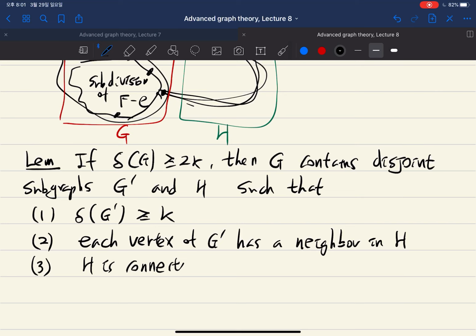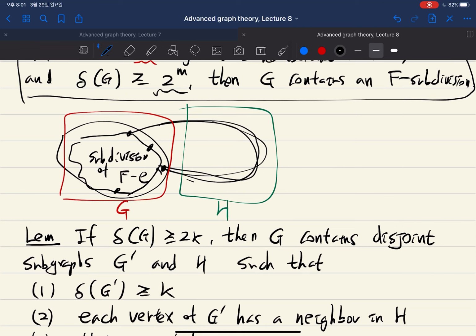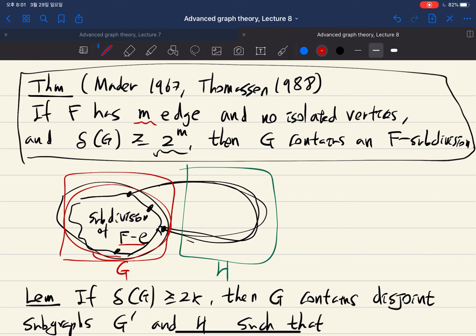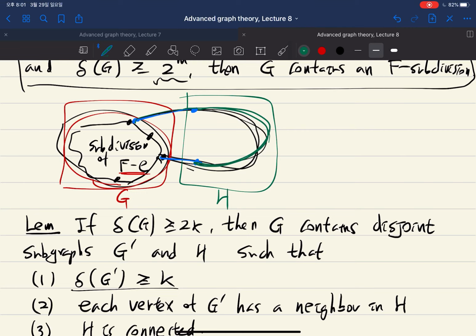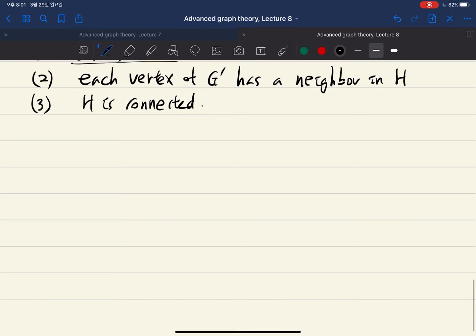Because later we want to use induction on M. The first condition with the induction hypothesis will give us a subdivision of F minus one edge here. And then the second condition ensures that we can find the endpoints here and here. And the third condition will ensure that we can connect these using edges inside H. So we can extend the subdivision of F minus E and H into a subdivision of F. So we want to first prove this lemma.